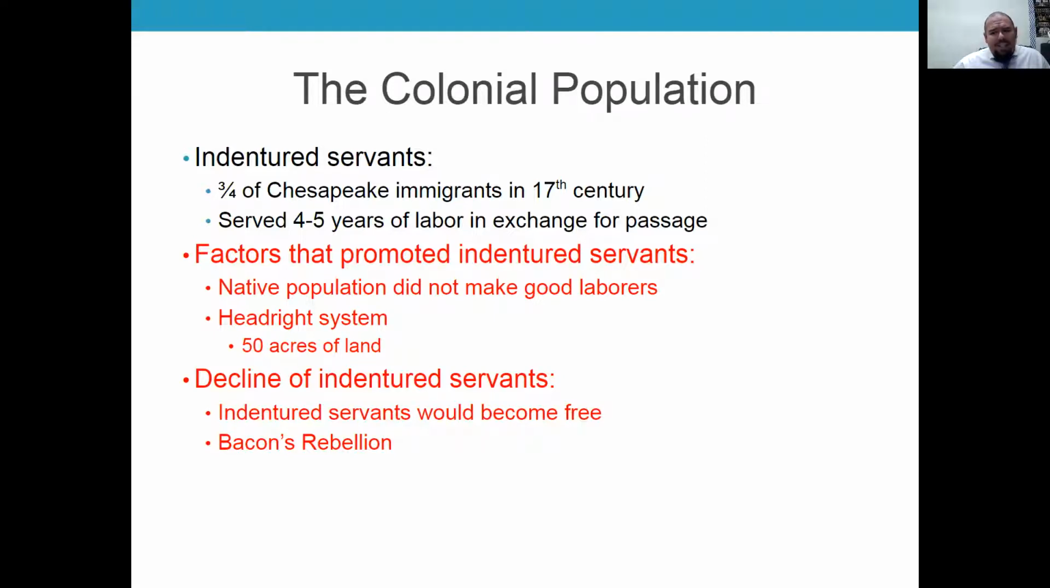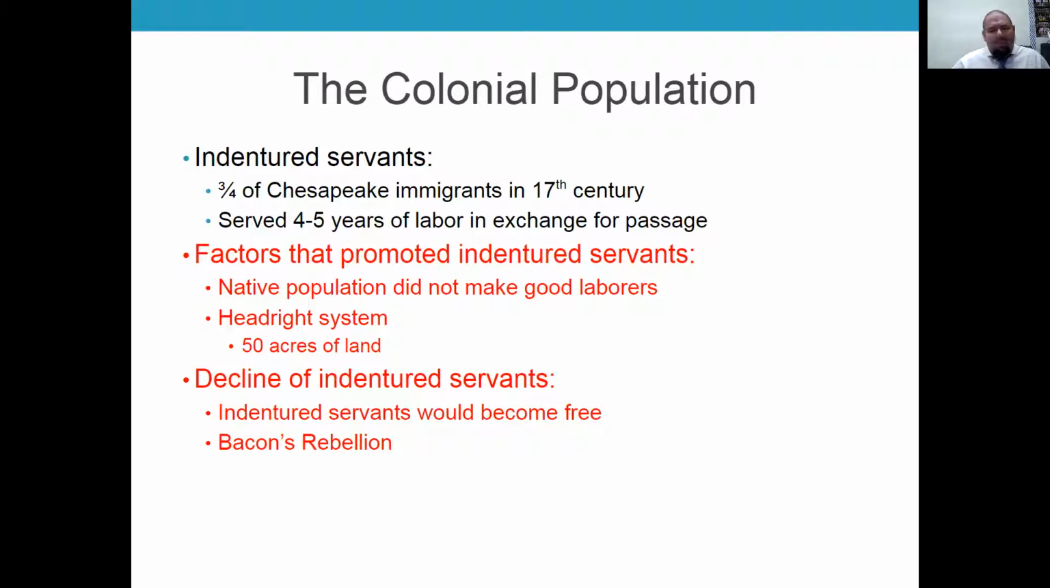And factors that promoted indentured servitude: the native population doesn't combine well with the British colonists. They don't speak English, and the colonists didn't speak their native language. They're going to have trouble. Another part is that the natives knew the surroundings, so they could just say, all right, I'm out of here, and run away, and the colonists don't really have a good feel of the geography, so they can't find them.